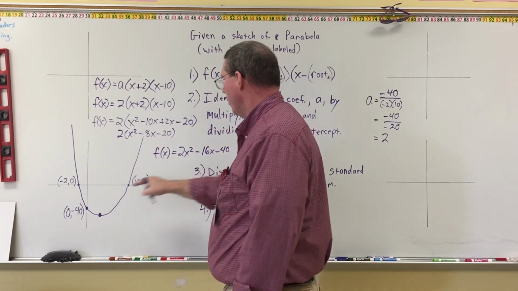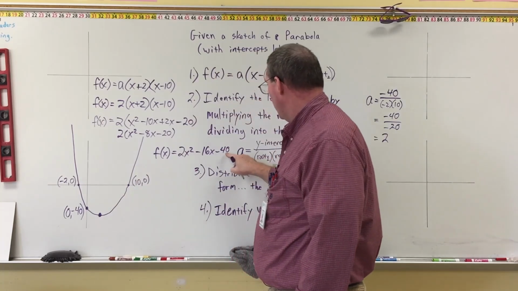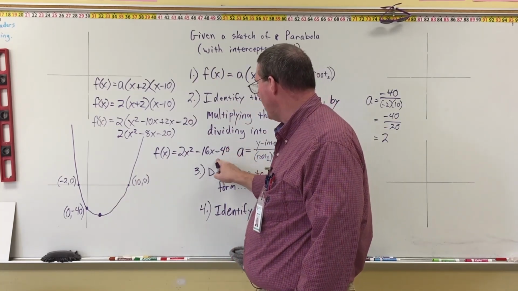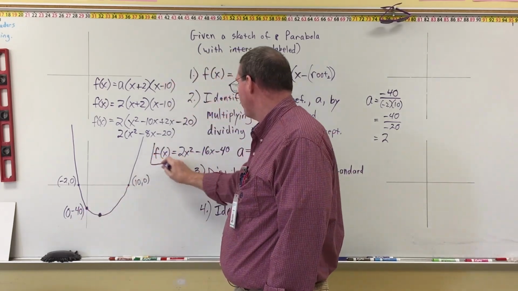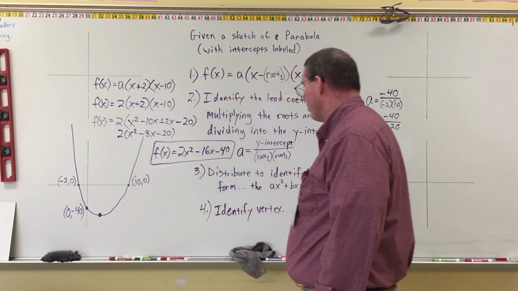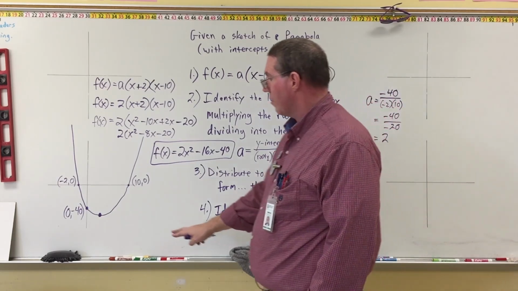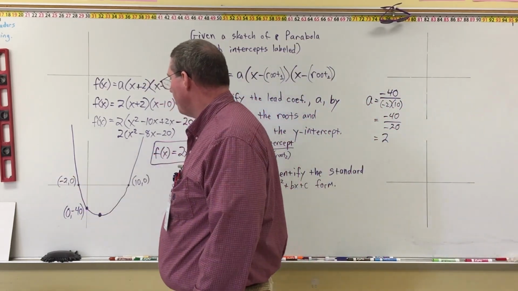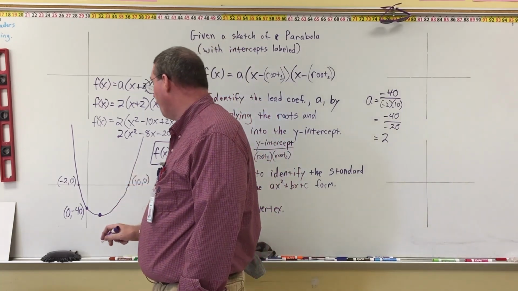And look, there's our y-intercept. Remember, the number that's down here, over here on the end, has to be the same number as our y-intercept. And so this is our answer. Now we can just identify the vertex here. Halfway between negative 2 and 10, add them both together. 10 plus negative 2 is 8, divided by 2 is 4.